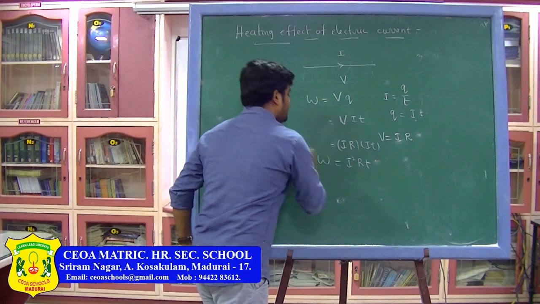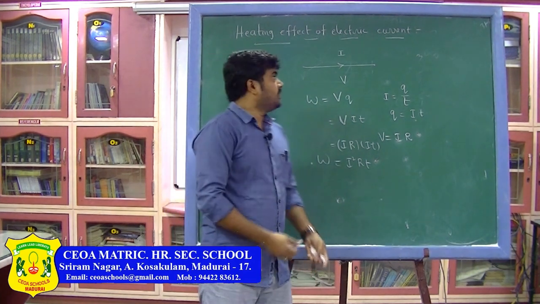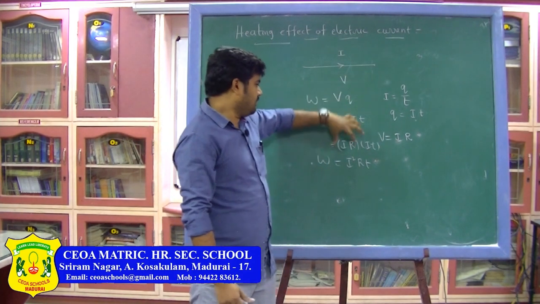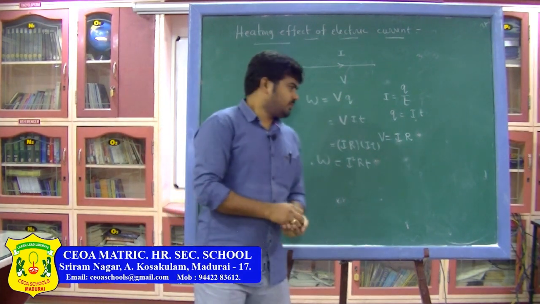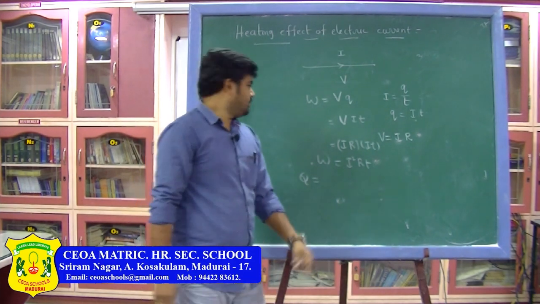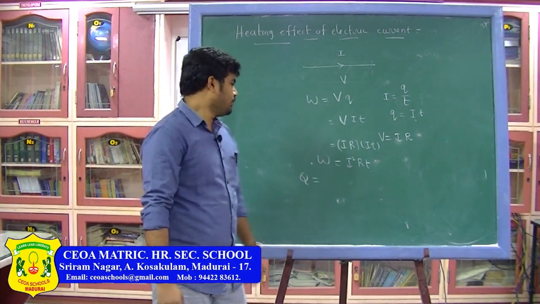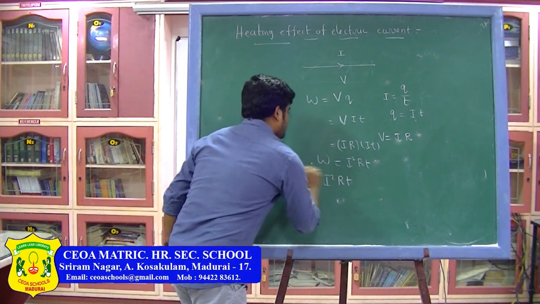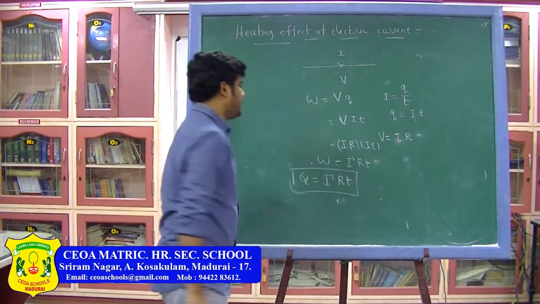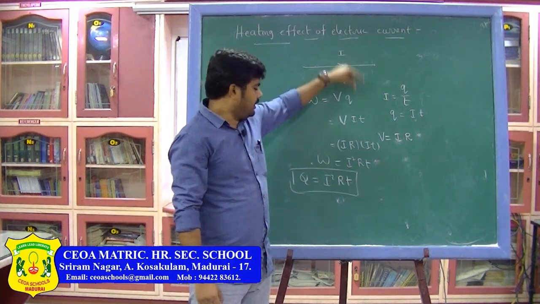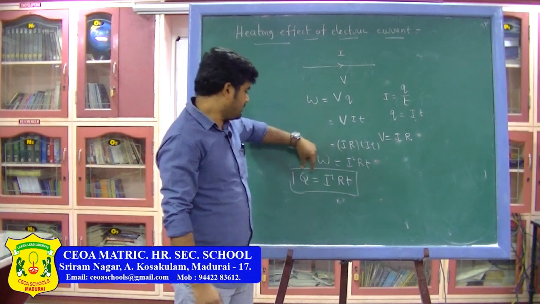So, this work done by the electric field on the free charge carriers will convert into heat energy. So, let Q be the quantity of heat produced during the process, Q is equal to I square R t. So, this is the quantity of heat that is generated when a current I is passing through a conductor of resistance R for a time t seconds. That is the equation.